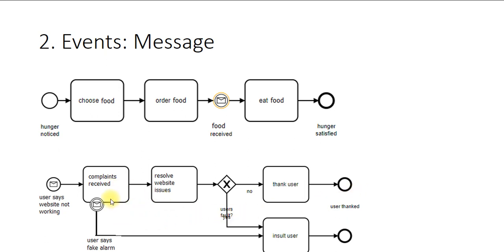Now, going back to the task complaint received, here there is a message event which is caught, which says it's a fake alarm. If it's a fake alarm, then we proceed with the insult user task. That means the complaint is not genuine, so we insult the user and we are done with it. So these are the examples in which we really use message events.